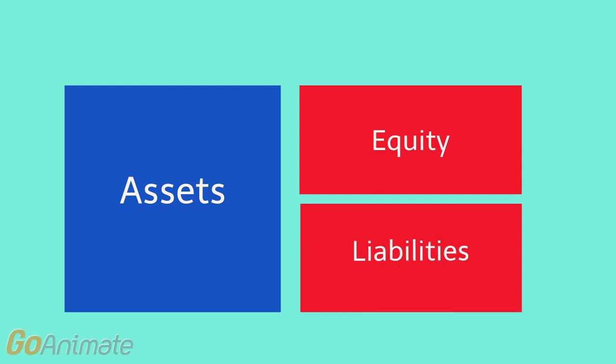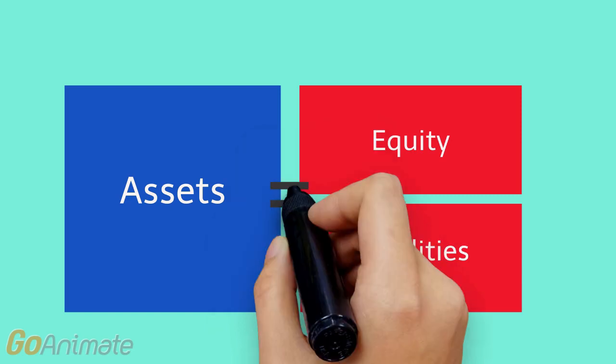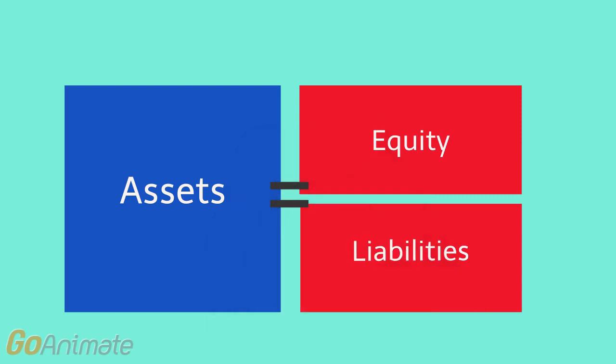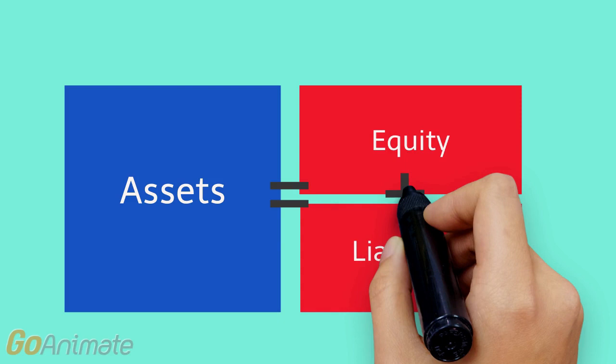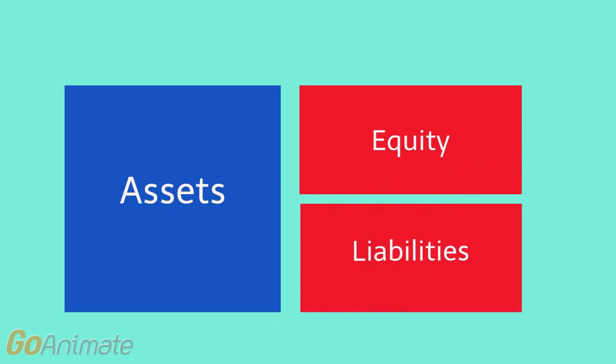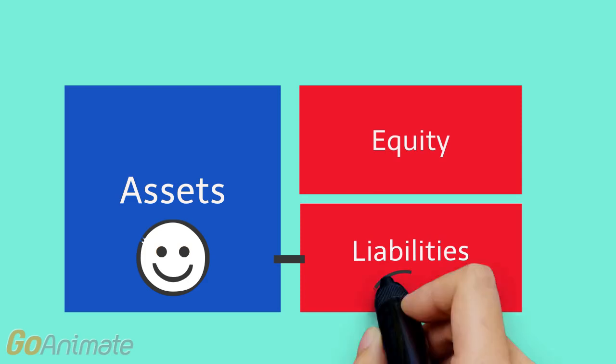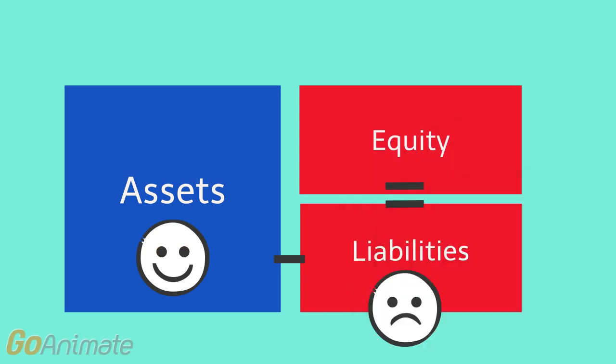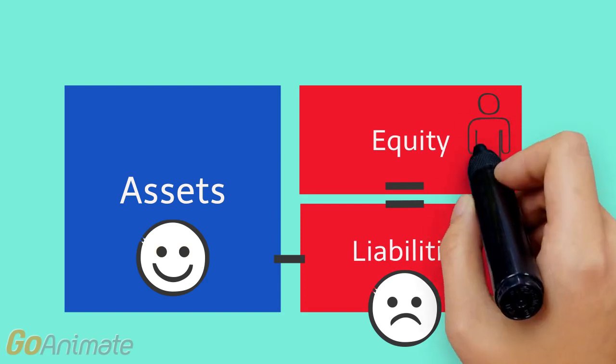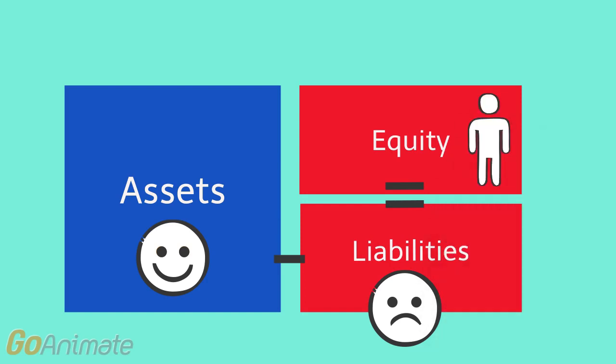In business, we have to get our assets from somewhere, either through equity or from liabilities. So we can say that assets, the blue box, must always be equal to the two red boxes, equity plus liabilities. You should now be able to see that the assets, the happy face, minus the liabilities, the sad face, is going to give us the equity of the business. That's what the owners put into the business.